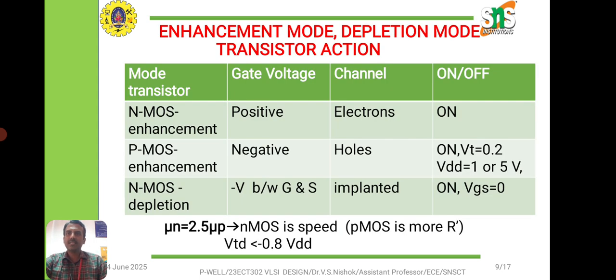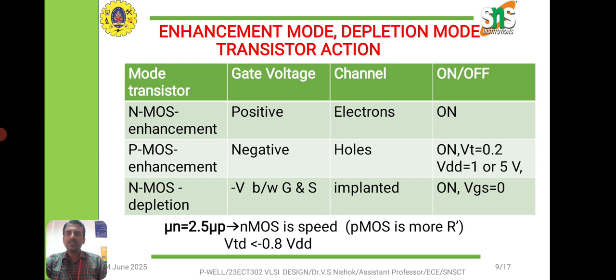So as discussed earlier, for different gate voltages, this is NMOS enhancement mode. A positive gate voltage is needed, so that electrons form a channel and the transistor will be in the on condition. In the PMOS enhancement mode, the gate voltage will be negative, so the holes form the channel and the transistor will be in the on condition.